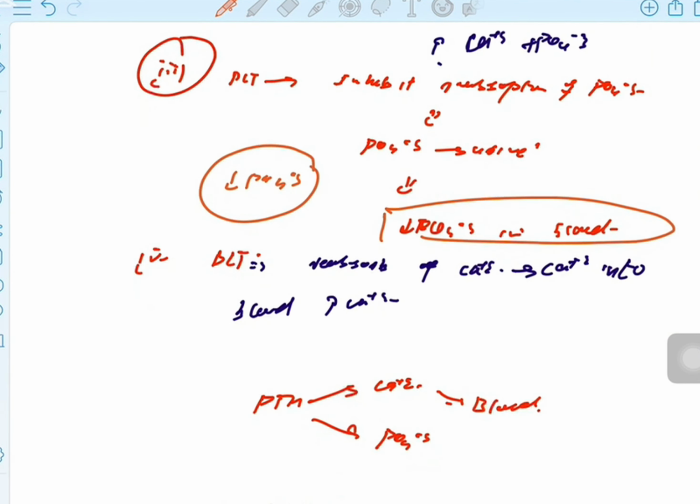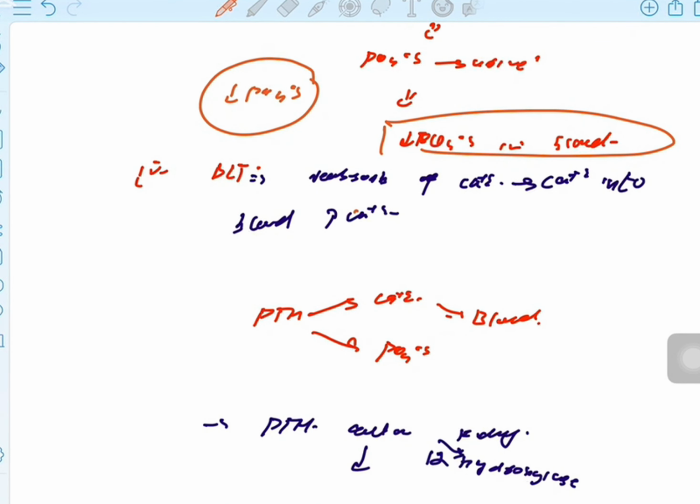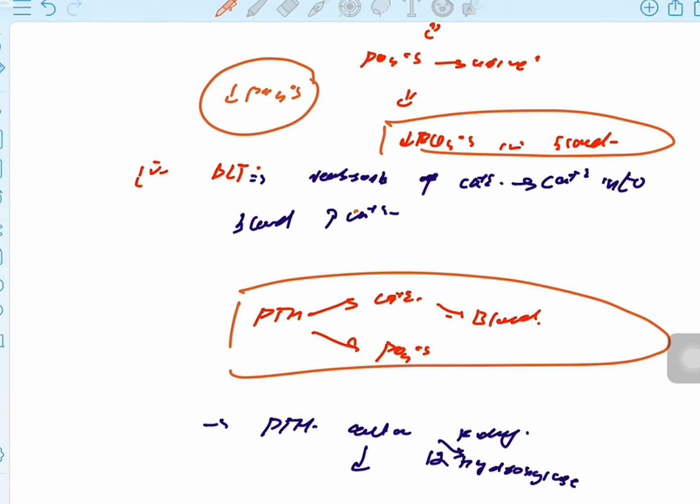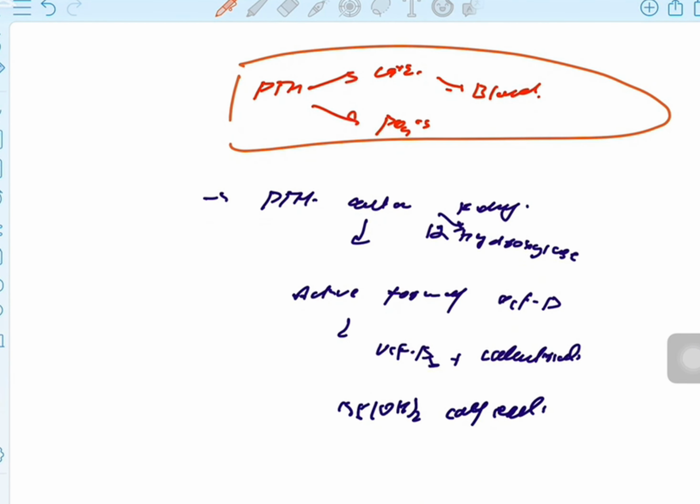Other than that, parathyroid hormone acts on the distal convoluted tubules, and it causes the reabsorption of the calcium from the distal convoluted tubule. When reabsorption of the calcium occurs, it means that the calcium is going into your blood. And what is the final result? The final result is that parathyroid hormone increases the level of the calcium and decreases the level of the phosphate in your blood. Other than that, we will say that parathyroid hormone also causes the activation of the vitamin D.